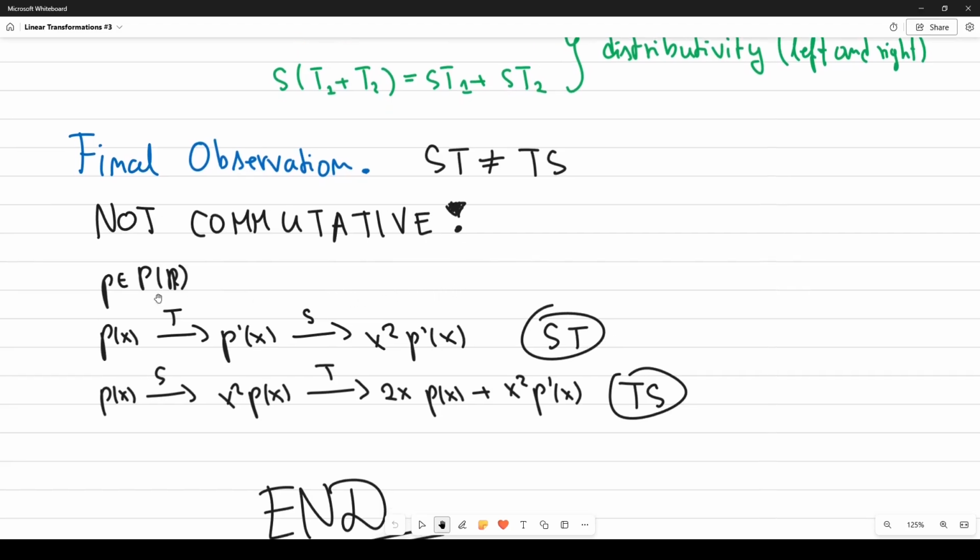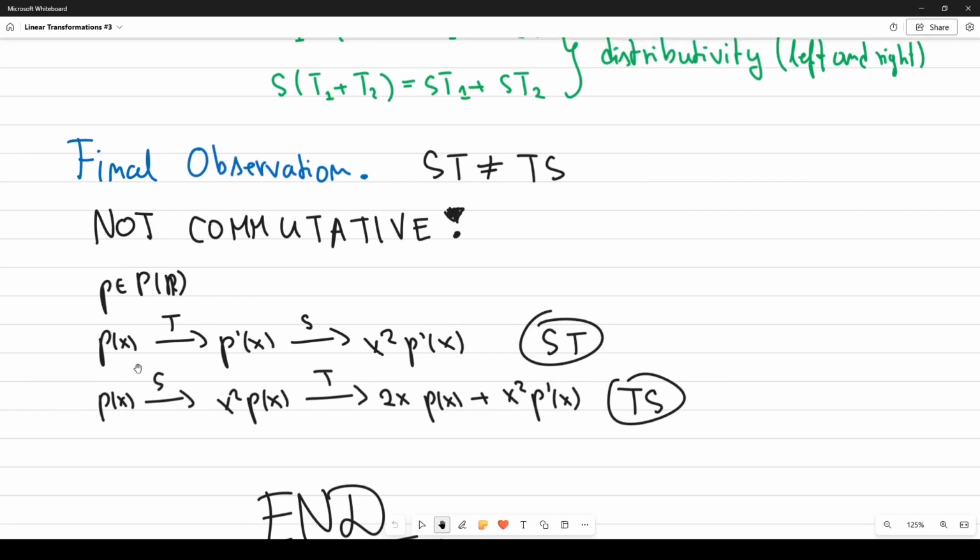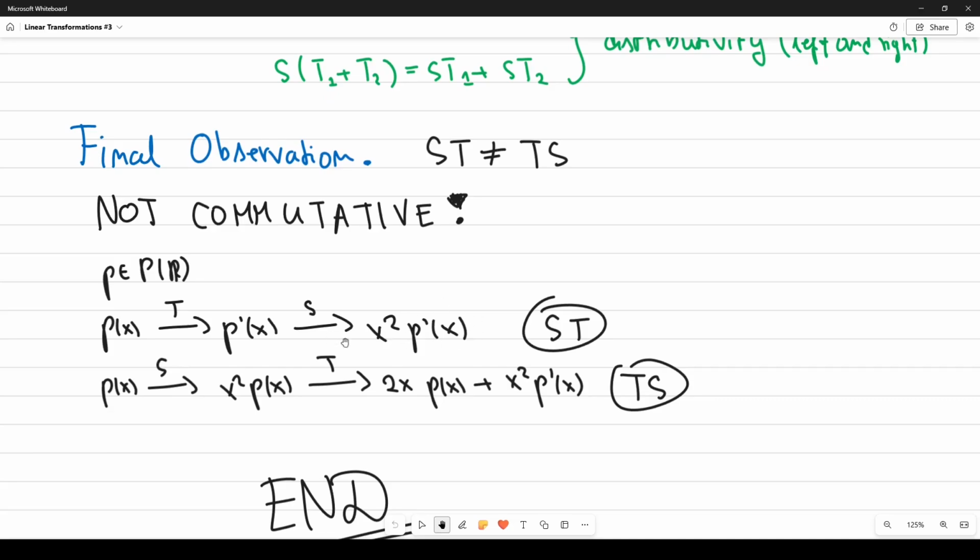to give a counterexample, take P, let it be a polynomial with coefficients in the real numbers. Now, one linear transformation I will perform on P is I will take the derivative. If you know what the derivative is, great. If not, the only thing you need to know is that it's a linear transformation. So I take the derivative of my polynomial and I get this. And now to this, I will apply another linear transformation. I will multiply this by x squared, which it turns out is a linear transformation. Again, feel free to verify all of this. So we get this.